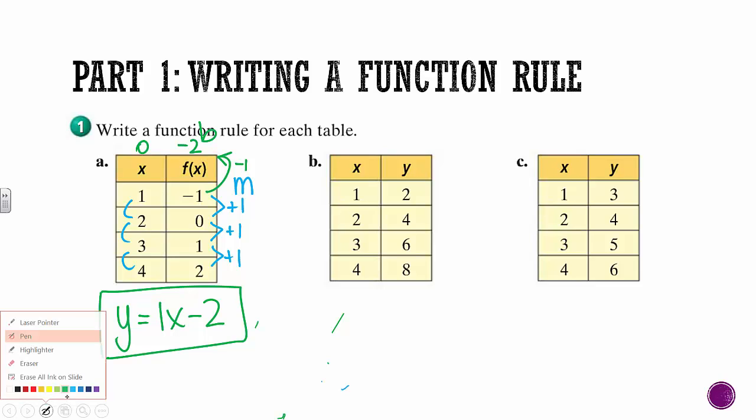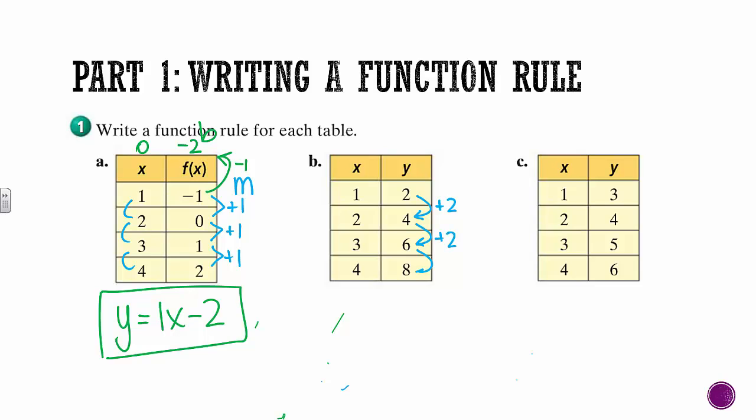Let's try this next one. So again, find the difference. I'm going to add 2, add 2, add 2. So we know it's linear, that's my slope. And then I got to go backwards to find my y-intercept. So when x is 0, y would be 0. So you can write this as y equals 2x plus 0, or just y equals 2x. I want you guys to try this one on your own.